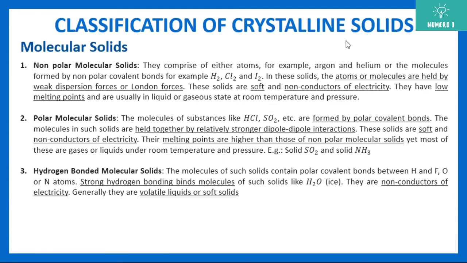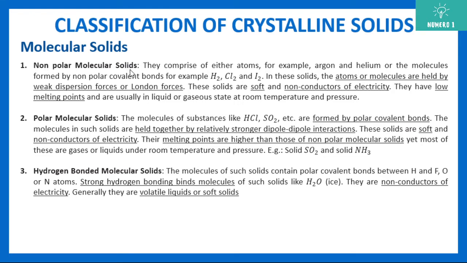Now, classification of crystalline solid. Basically, the crystalline solids are classified under different categories. One of them is molecular solid. In molecular solid we further divide into three categories, that is non-polar molecular solid, polar molecular solid, and hydrogen bonded molecular solid. So basically the constituent particle of molecular solid is a molecule.